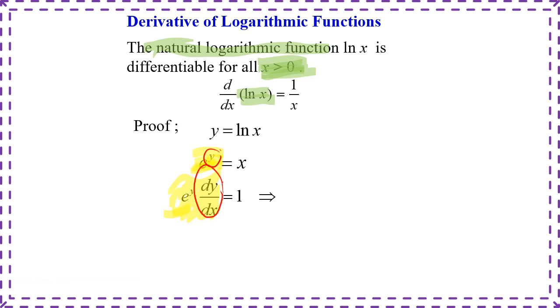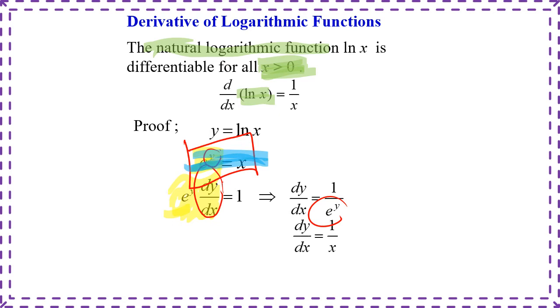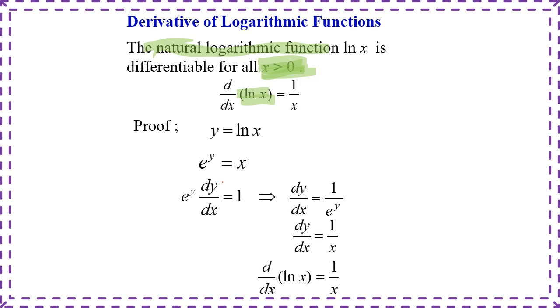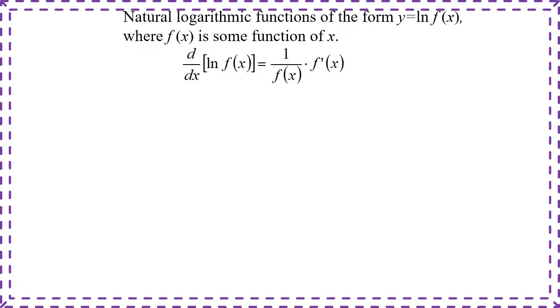So dy dx is equal to 1 over e to the power of y. What is e to the power of y? E to the power of y is equal to, yes, it's equal to x. That's why it's equivalent to 1 over x. Okay, so this proof you don't have to remember, but this is how we find out the derivative of natural log x. So the derivative of natural log x is equal to 1 over x.